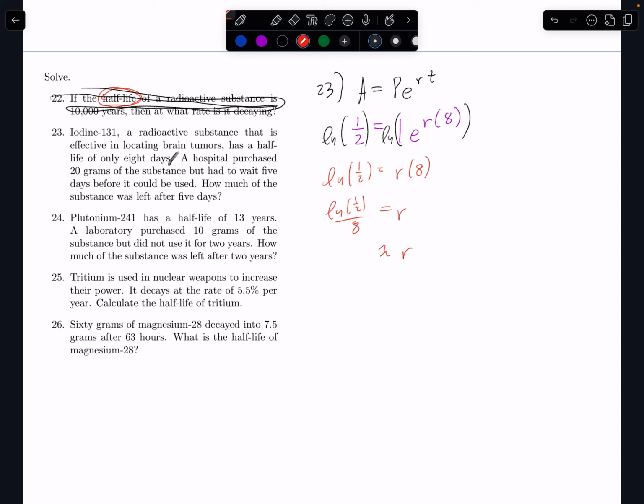Okay, so r is approximately negative 0.0866. It's good practice to keep that whole value that you have as a result in your calculator when you do the next part. Next part says, okay, they had to wait 5 days. How much are they going to have? We're going to start again with the same equation.